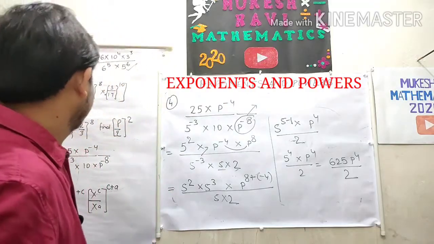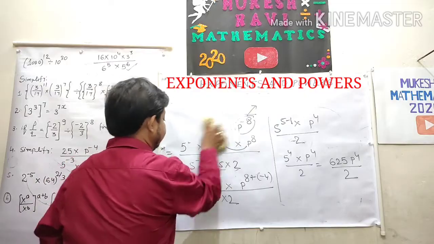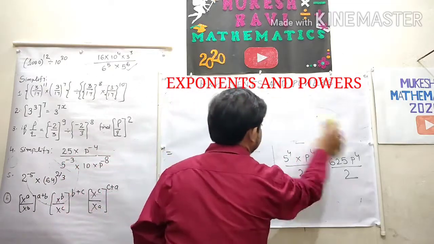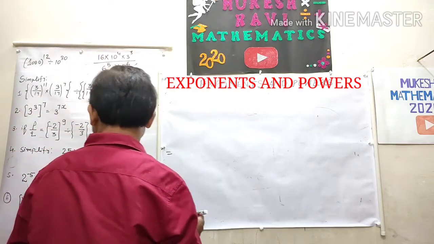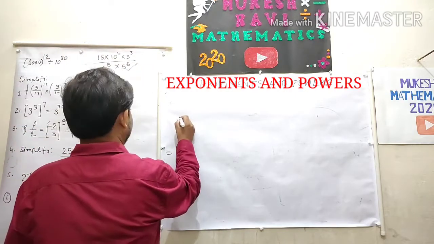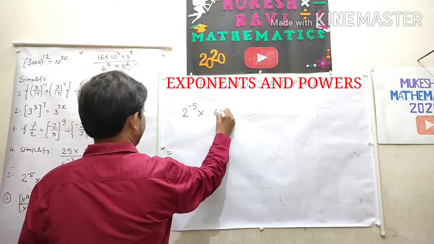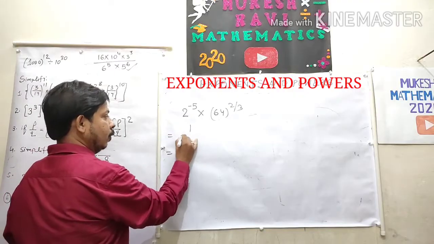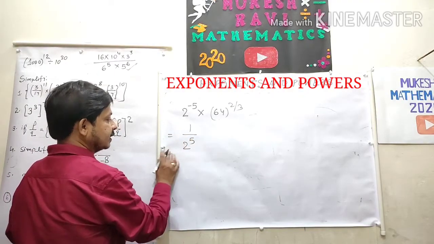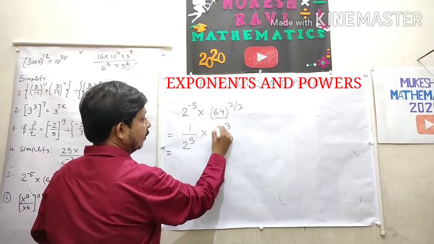Now, next question. The next question is also a very simple question. Simplify 2 to the power minus 5 multiplied by 64 to the power 2 by 3. First of all, this will be 1 upon 2 to the power 5, as I already said, and then multiplied by this, which is 4 to the power 3.